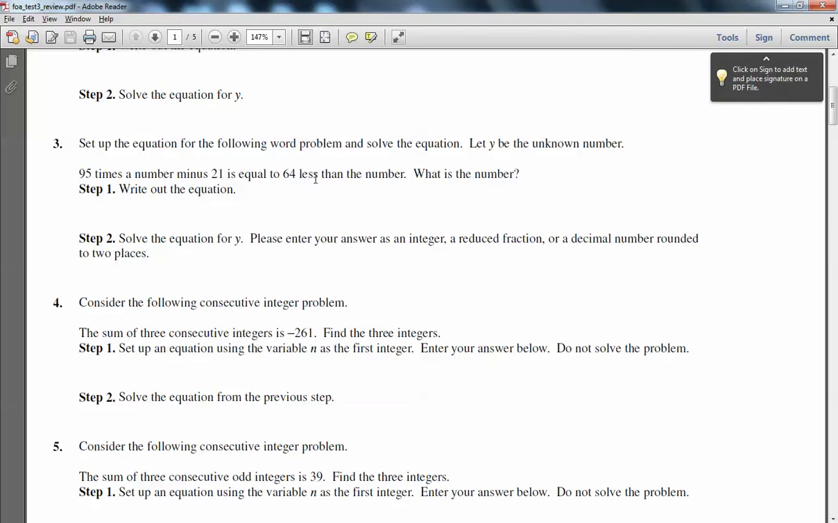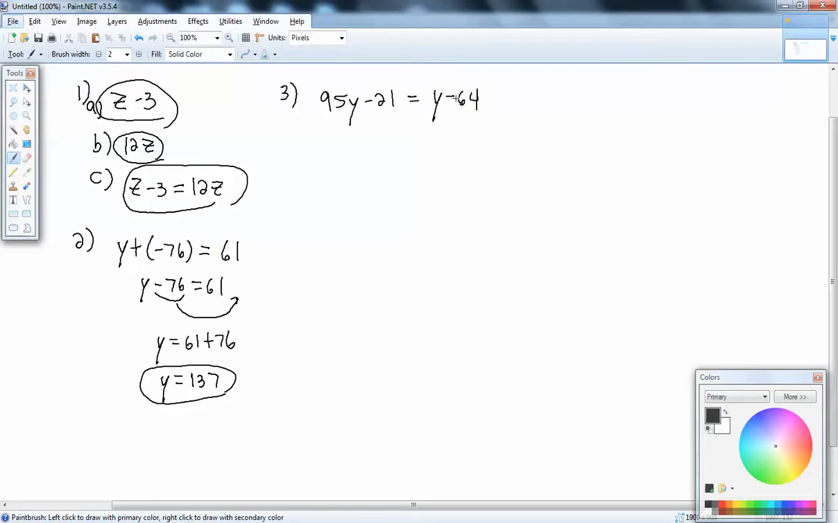You have to read it really carefully. 64 less than a number. If it said 64 less the number, didn't have the than there, then this would be 64 minus y. Okay, now we want to solve this. First step, get rid of parentheses, don't have any. Second step, get rid of fractions, don't have any. Third step, get everything with y on one side, numbers on the other side.